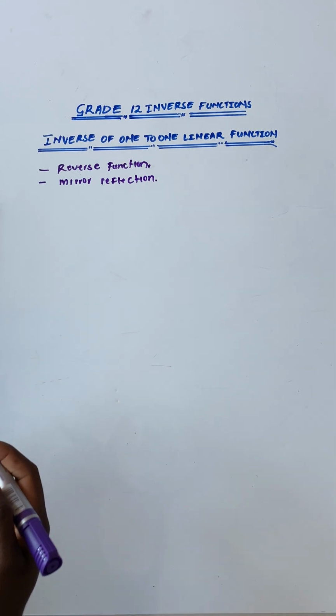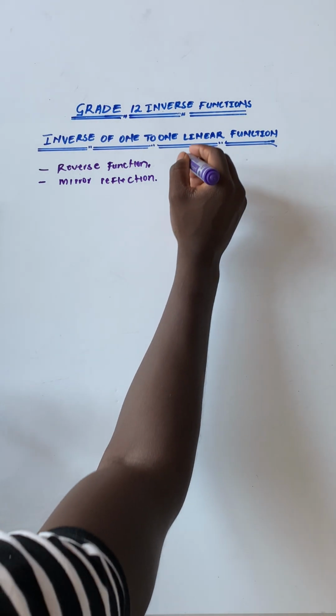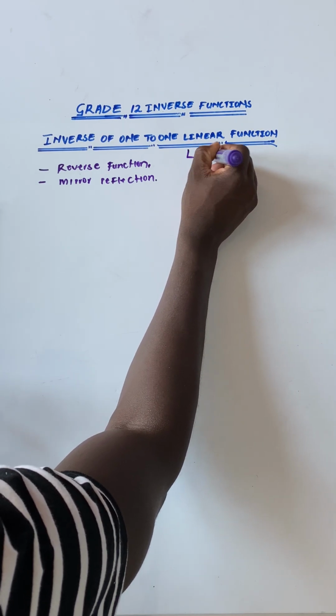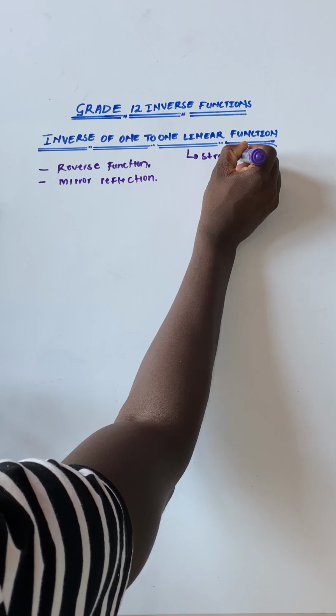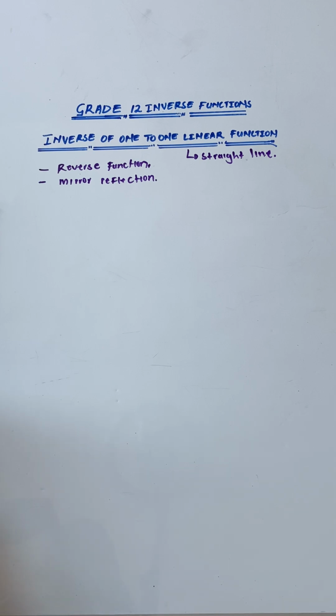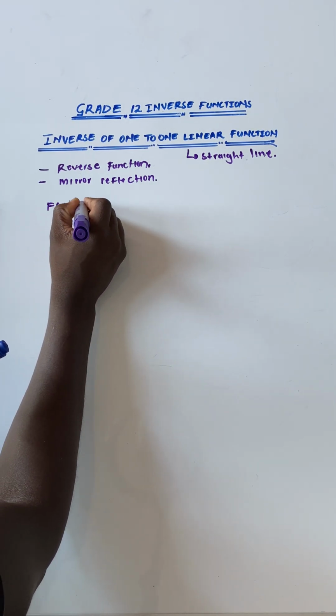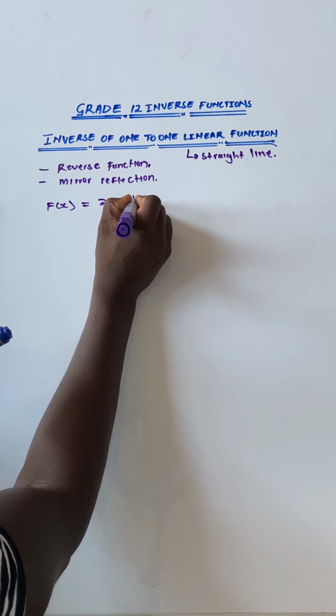Today we'll be specifically dealing with an inverse function relating to a one-to-one function called a linear function. Usually we know this type of function as a straight line function, which is the normal wording we commonly use. I want us to get deep into what an inverse linear function is. So let us consider the function f of x is equal to 2x minus 4.